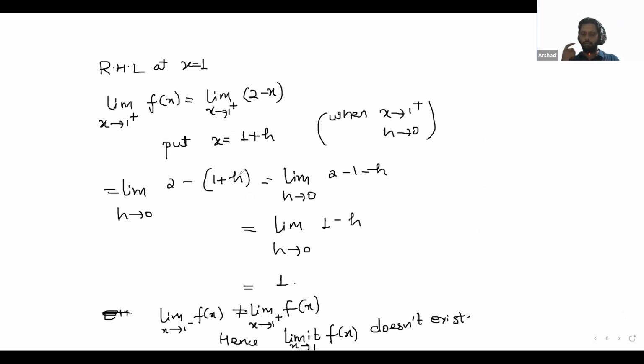I hope you understood this, Darshan. Next, limit h tends to 0: open the bracket, put the limit, and you get 1. So you can see that the LHL is 2 and the RHL is 1. That's why we say the limit does not exist. If LHL and RHL are not equal, then we say that the limit does not exist. Is it fine, Darshan? Is it clear?